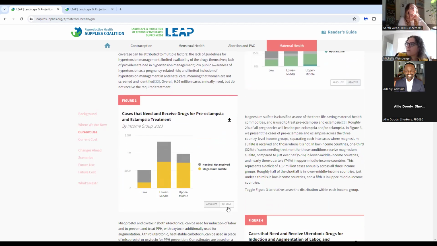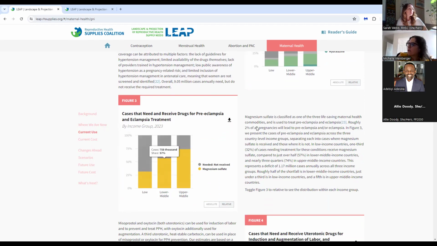We then look at magnesium sulfate for preeclampsia. Here you see that more expected pattern of coverage increasing as we look across country income groups. Around 30% in low income countries, 57% in lower middle, and 74% in upper middle of cases that need magnesium sulfate receive it. So quite a big discrepancy there.